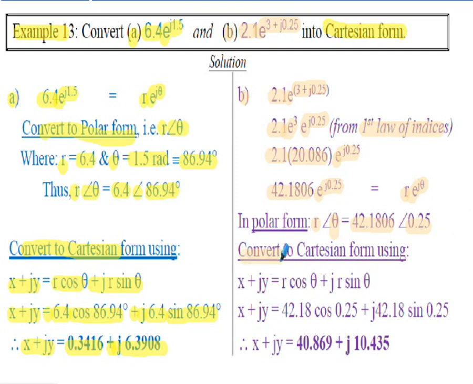Now to convert to Cartesian form, as in part A, we just use x plus jy is equal to r cos theta plus jr sin theta. I'll let you put the values in here. You should end up with x plus jy is equal to 40.869 plus j 10.435. I'll let you review that solution at your own pace.